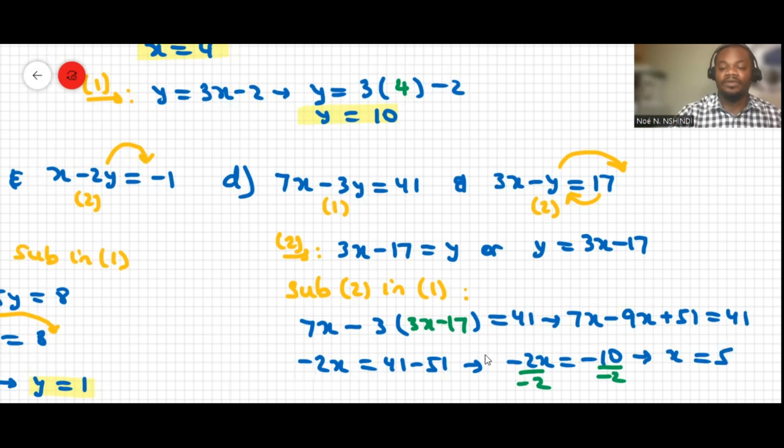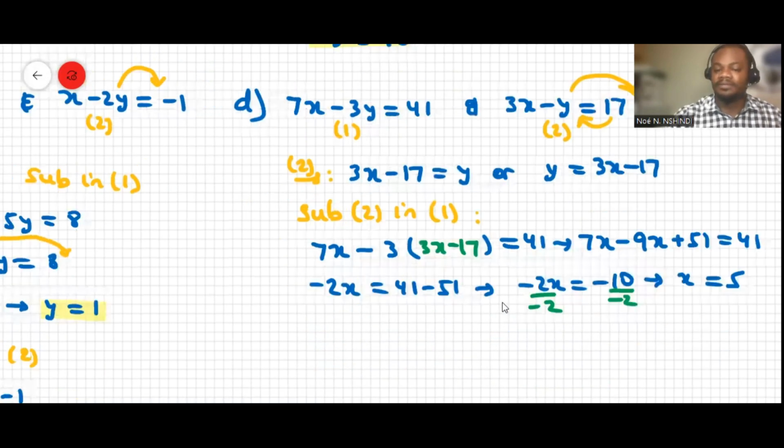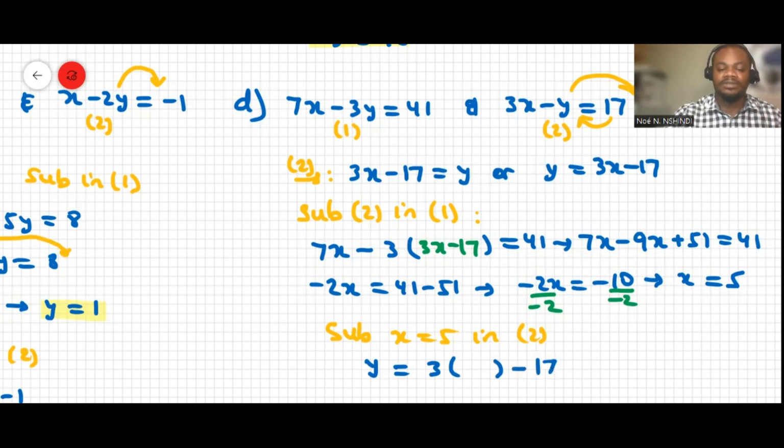Now that we get the value of x, we can sub x equal 5 in 2. And then this will be y equal to 3x minus 17. So that's 5 there, and then this will be y equal to negative 2. So we got the values of x and y, solved simultaneously.